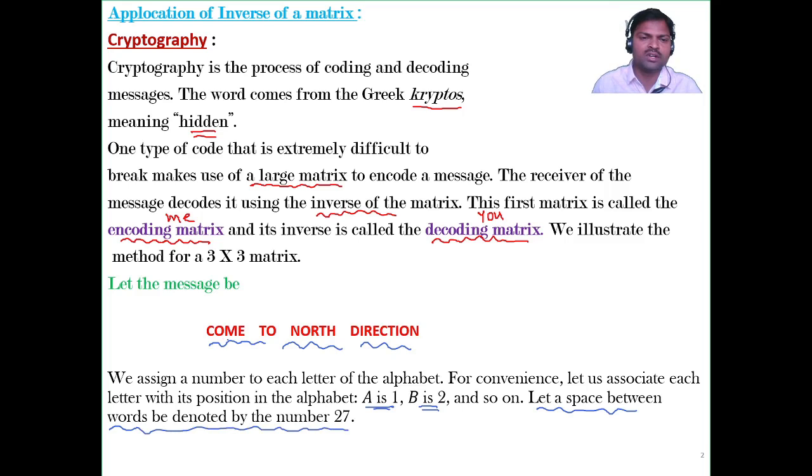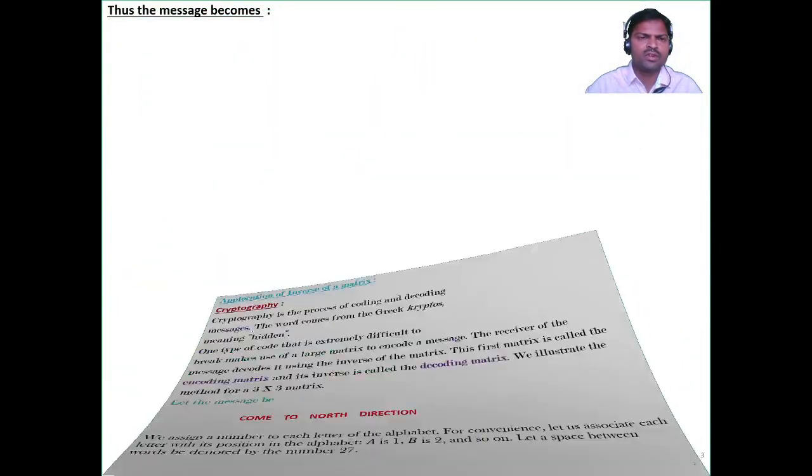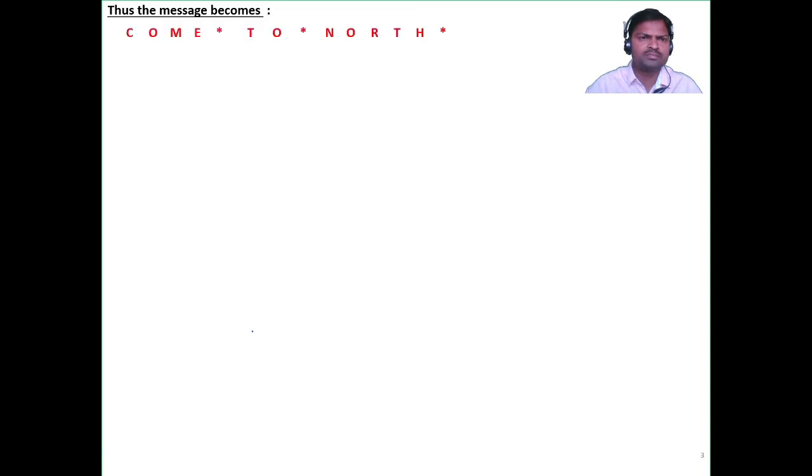For example, come is a word and to is a word, and between them there is a space. That space can be assigned the number 27. So 27 means there is a space. Otherwise the entire meaning will change, like come to becoming cometo, or tomato, and the meaning will be delivered in a wrong direction. So we should maintain the proper space between the words. Space means 27. Now let us modify the message. The message will be like this: first, come to north. C means 3, O means 15, M means 13, E means 5, then space means 27, likewise.